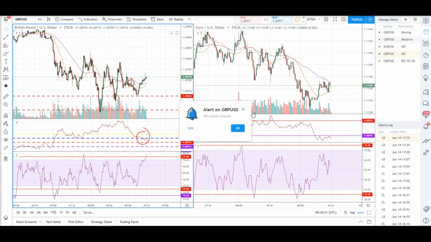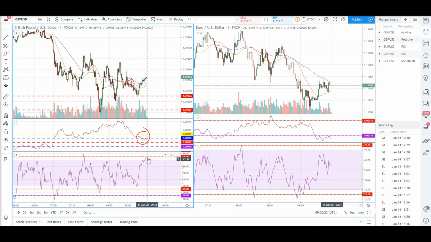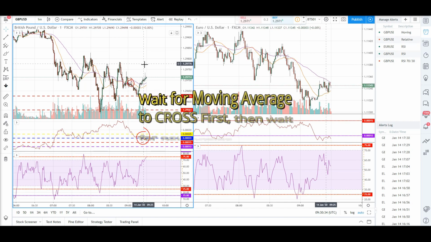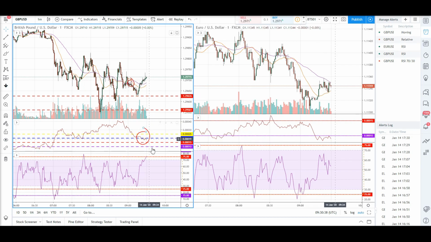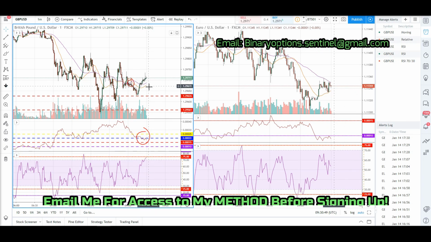Alright, so right now it seems that the RSI is not clearly outside the channel yet, so we are still going to wait for a couple of minutes. So in summary, I will wait for the moving average to cross first and then take one trade after the RSI goes out of the 75/25 channel for the first time. If it is not the first RSI outside channel cross, please wait for the next moving average cross before we stand by for a next trade.